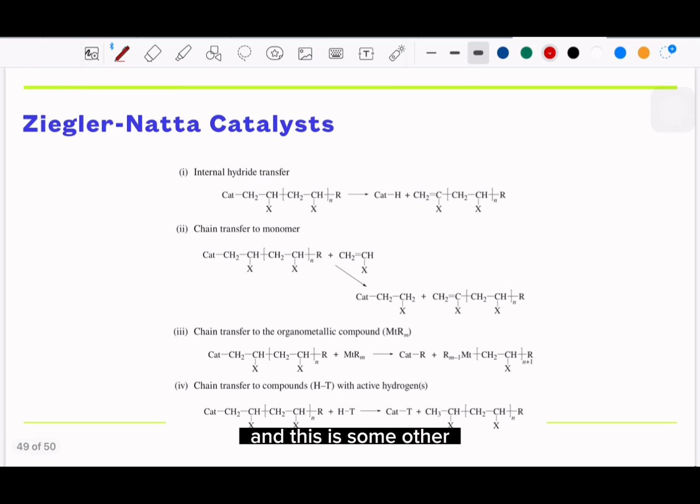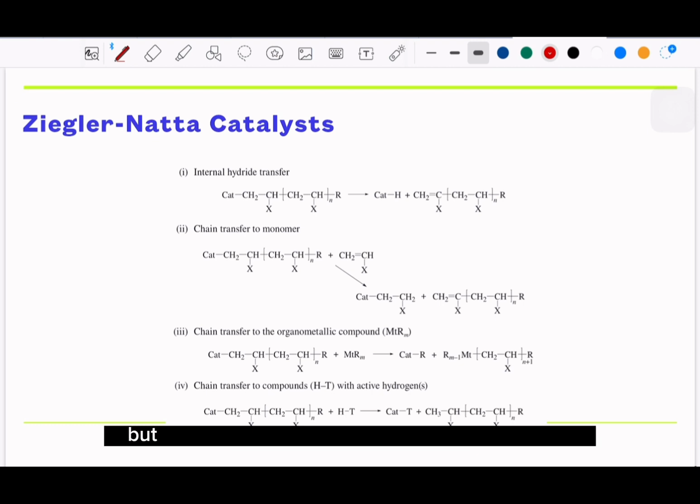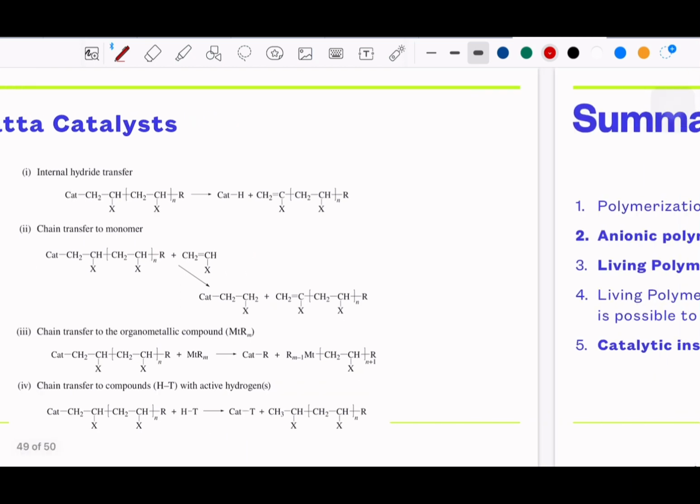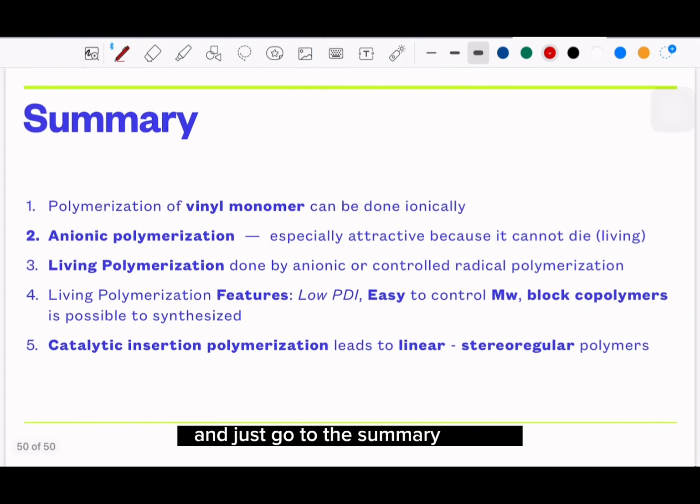And this is some other aspect that can be done. Okay, but I think I will just skip this one, which shows how we transfer the hydride and then change the hydride to monomer. I think this is too much elaboration, so I can skip this one and just go to the summary for our polymer synthesis.